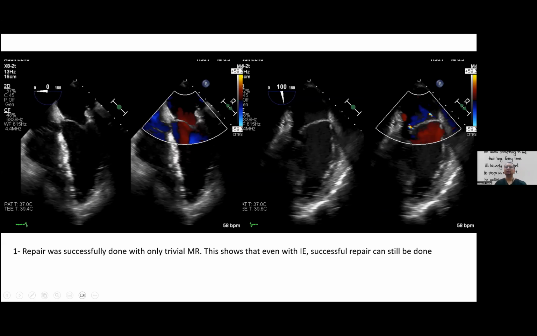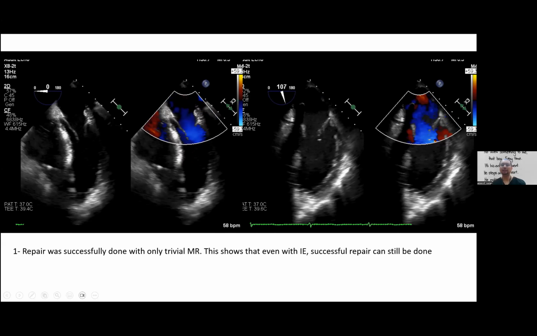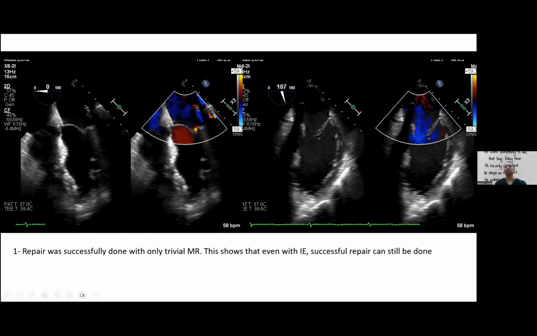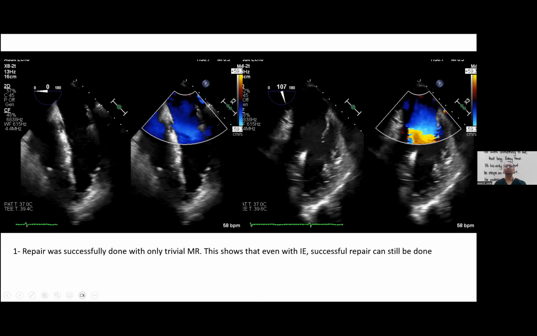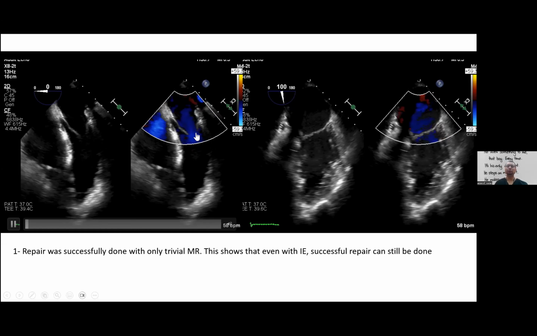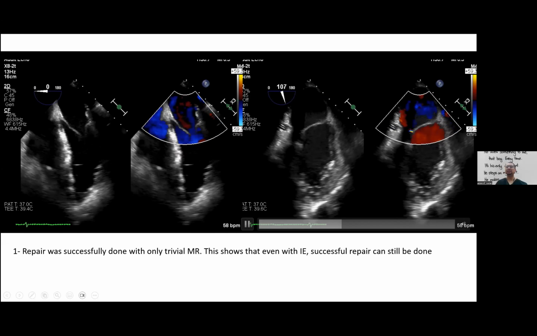Now, even though in this patient he had a big vegetation, surprisingly, they were able to repair and not replace the valve successfully, with only trivial mitral regurgitation seen. So this is the mid-esophageal four-chamber view with trivial mitral regurgitation, and the two-chamber view again with trivial mitral regurgitation.